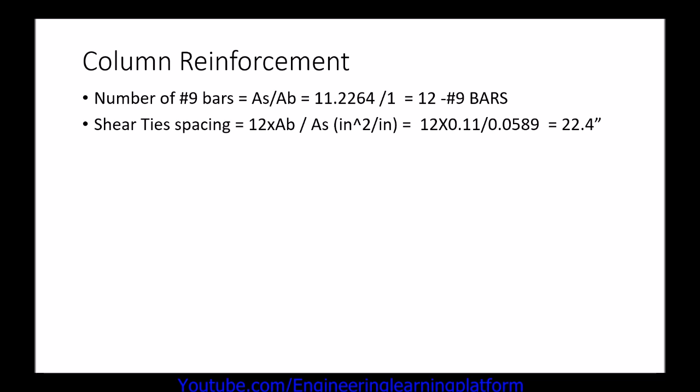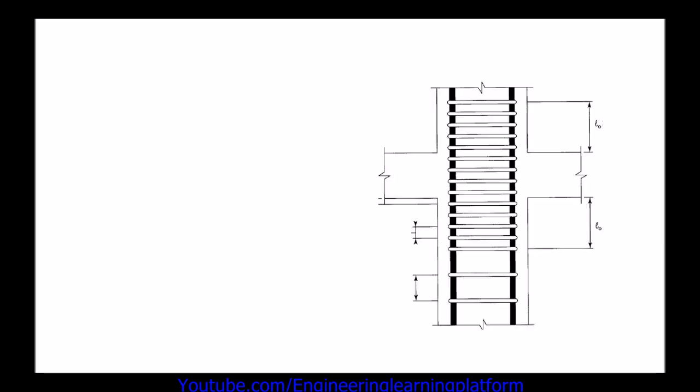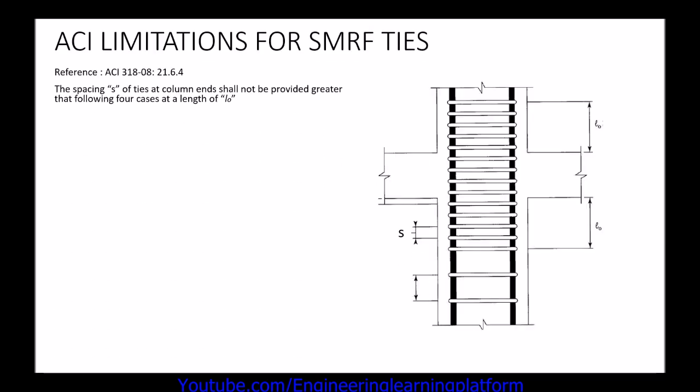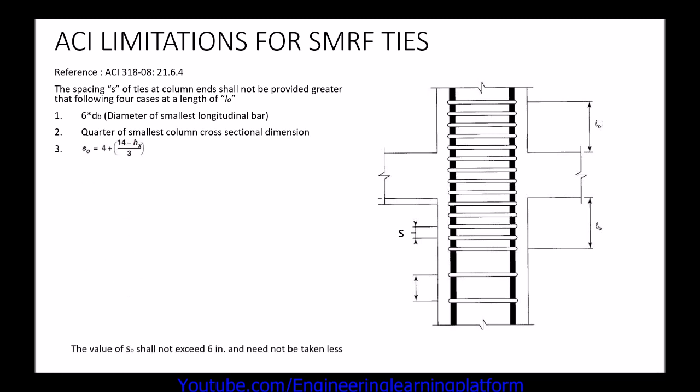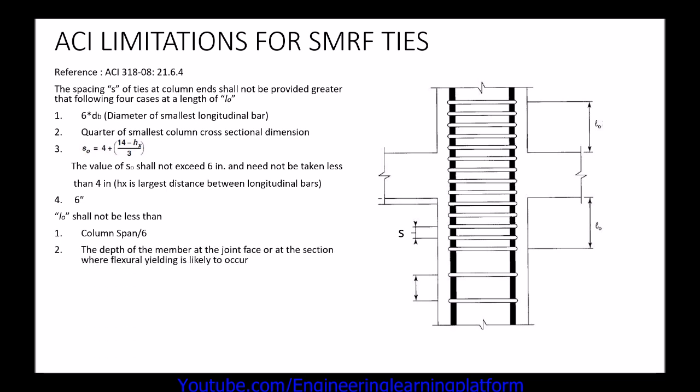Now the shear spacing of ties is 12 times the area of the bar divided by the area of shear steel, which gives a spacing of 22 inches, which is practically too high. So we'll apply the limitations of a special moment resisting frame, as it is in a high seismic zone. I am quoting the ACI 318 clauses. Similar clauses are given in ACI 2014.